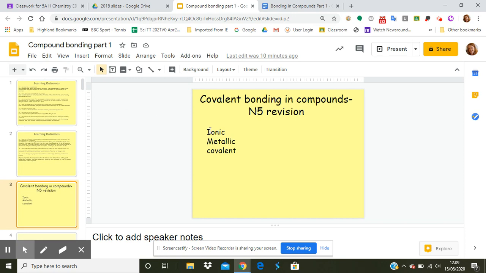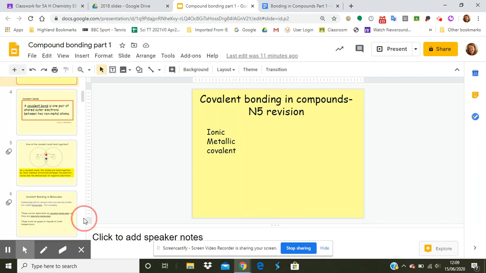Now you know by ionic, it has to be a metal and a non-metal, and it's a transfer of electrons forming ions. Metallic bonding happens in metal elements, so we don't need to look at that too much in compounds. And then covalent, where it gets a little bit more complicated and higher. There are two types of covalent bonding: pure or non-polar covalent, and polar covalent. Polar is to do with differences of electronegativities, as you'll see as we go down these slides.